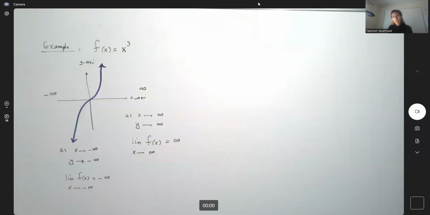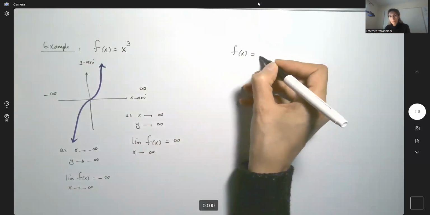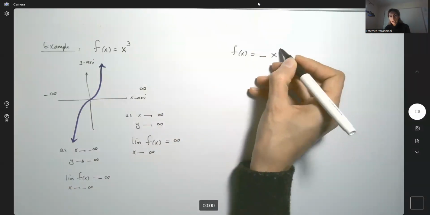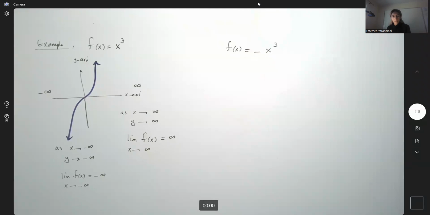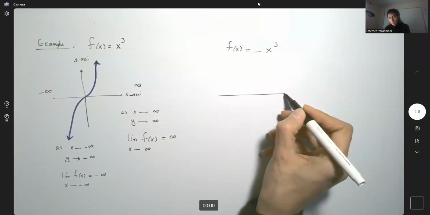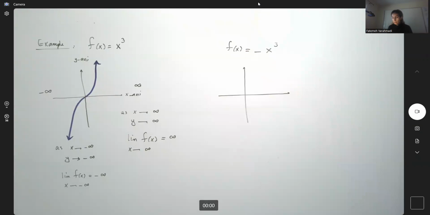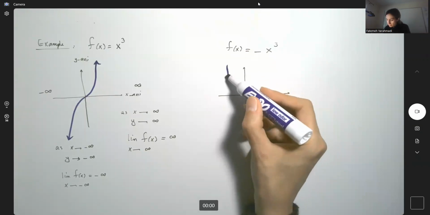What if I change the coefficient? What if you have f of x equals minus x cubed? Now we are going to analyze this function. What is the behavior of this function? Take a look at the graph. The graph of negative x cubed behaves like this.